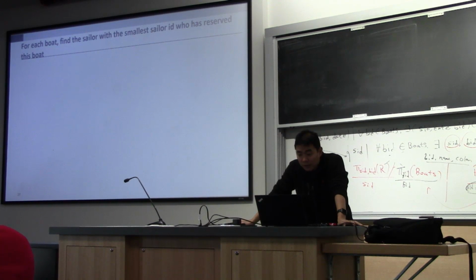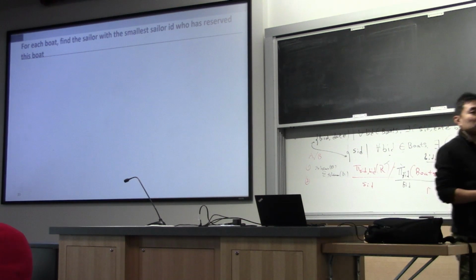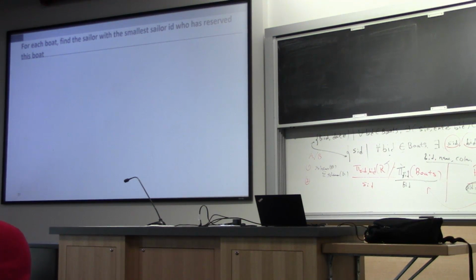For each boat, find the sailor with the smallest sailor ID who has reserved this boat. This takes relational algebra queries to another level, in terms of how difficult it is. Why is this one difficult? Because if you think about the discussion we had on relational algebra, we never talked about aggregation operators: min, max, count. For example, for a simple query like finding out how many times a sailor has reserved boat 1 or 3, you will not know how to do that in relational algebra because there are no aggregation operators, no count, no sum, no min and max.